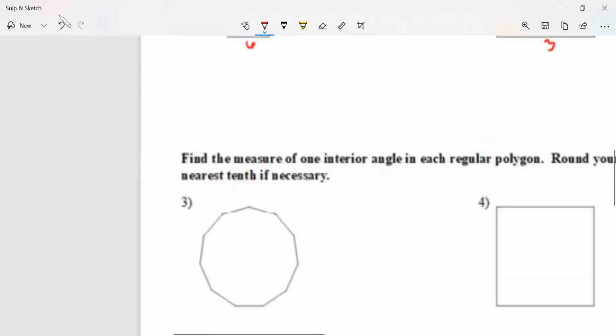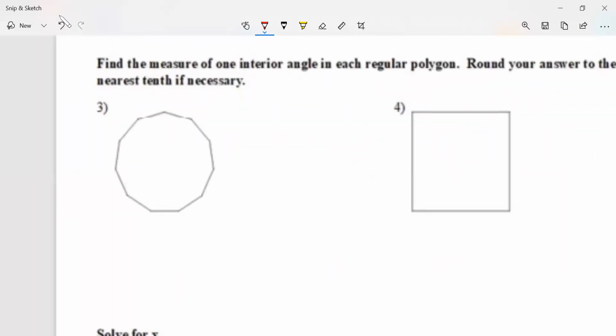So the angles on the inside, in this case, will add up to 360. Let's take a look at question number 3. Find the measure of one interior angle. So we just want to know how big is one angle.